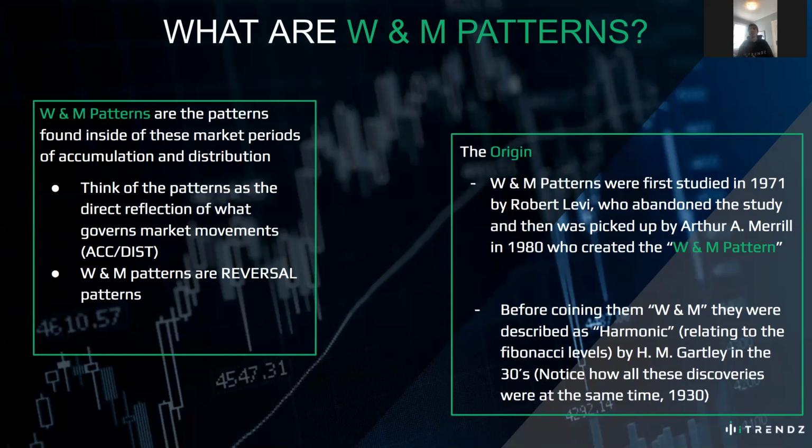Now, before coining the W and M, they were actually described as harmonic, or relating to the Fibonacci levels. If you're familiar with harmonic patterns, it's the same thing, but those were founded by H.M. Gartley in the 30s as well. Notice how they're all figuring this stuff out in the same time period, right? All these things came together in the 1930s. The harmonic pattern trading or W and M pattern trading, they're the same pattern. The harmonics just goes really deep into the actual mathematical equation behind the W and M patterns.